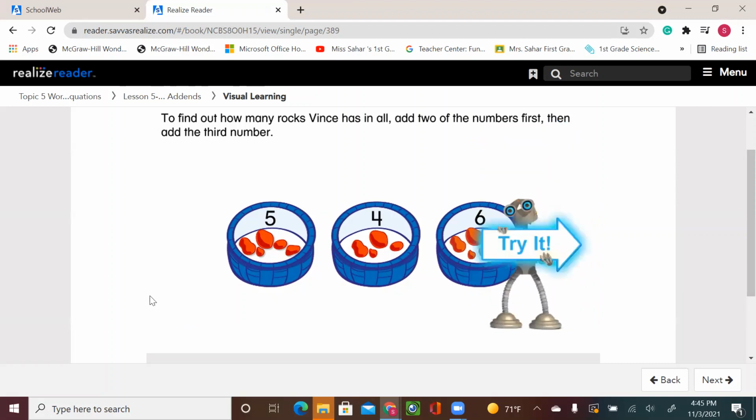So we have 3 add-ins. We need to find the total for all the rocks that Vince has. So what we're doing, we need to come up with 2 strategies or 2 different ways to add. So I can make 10 if I can, or I look for doubles if there are doubles. So over here, I know that if I add 4 plus 6, that makes 10. So that means if I make 10, it would be easy to add the third add-in or the third number.